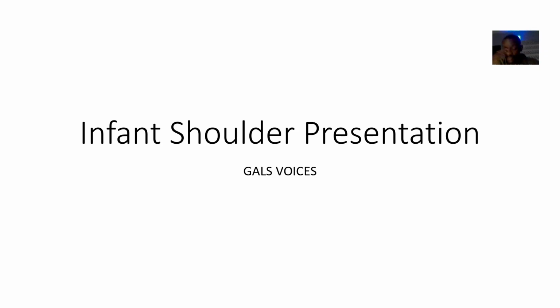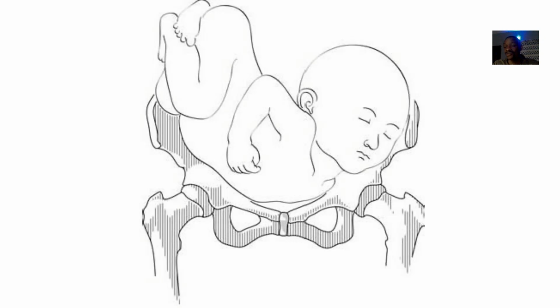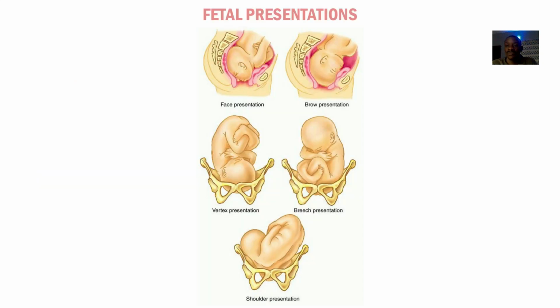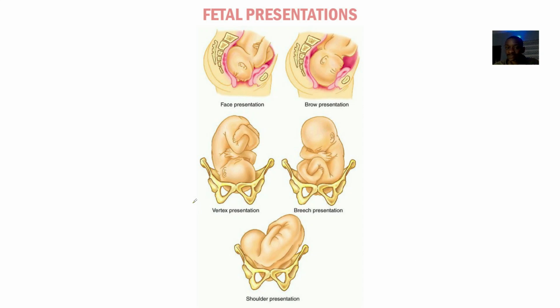For the next complication of pregnancy, we'll look at what is known as the infant shoulder presentation. We have spoken a lot about how a baby should present for childbirth, and looking at all these presentations, at least the better one is the vertex presentation. At least the facial presentation, you can repair it, you understand? The brow presentation too, you can repair it.